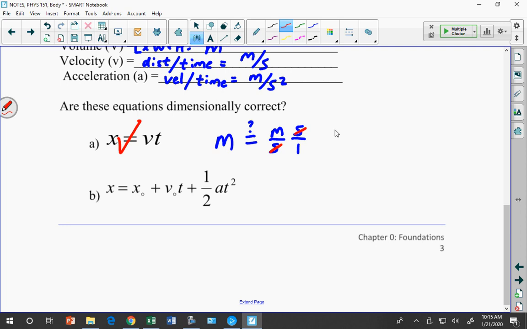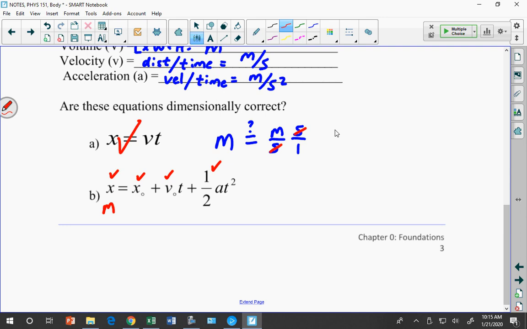On this next one, I'll let you do this one. I'm going to give you a little help first. You're going to do exactly the same thing. And what you have to show, if it's dimensionally correct, is that the dimensions for each part are all the same. So I know this is in meters, for example, and so all the other parts have to also be in meters. This x with a little 0 subscript has to be in meters. This v times t has to be in meters. And then this 1/2 at squared also has to be in meters.